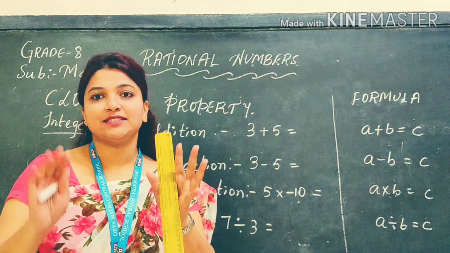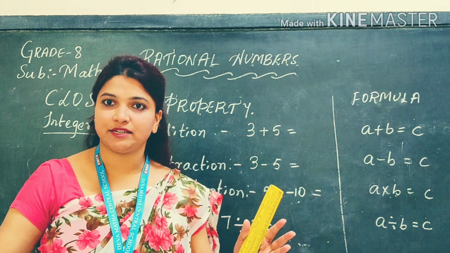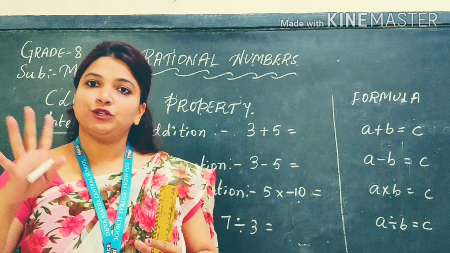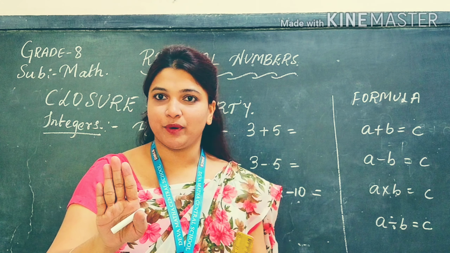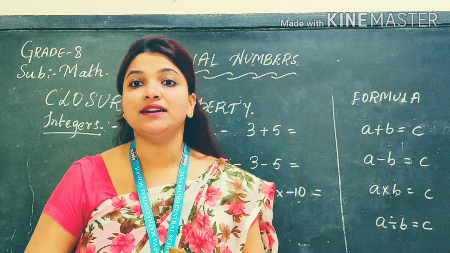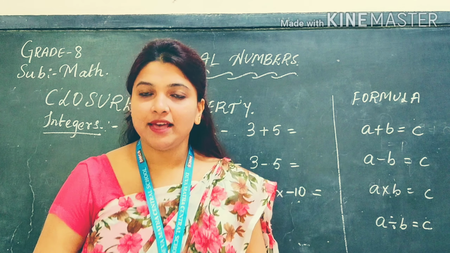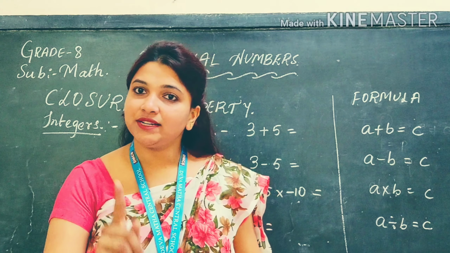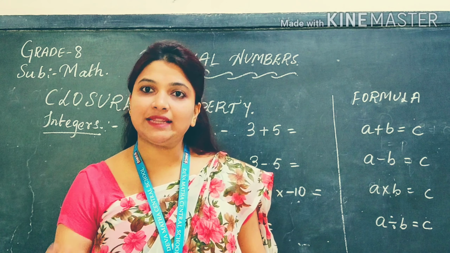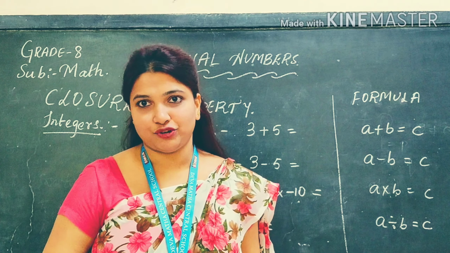Suppose I am considering natural numbers in the number system. When I add one natural number to another natural number, I should definitely get a natural number. Like 1 plus 2. 1 is a natural number, 2 is a natural number. 1 plus 2 is what? 3. 3 is again a natural number.